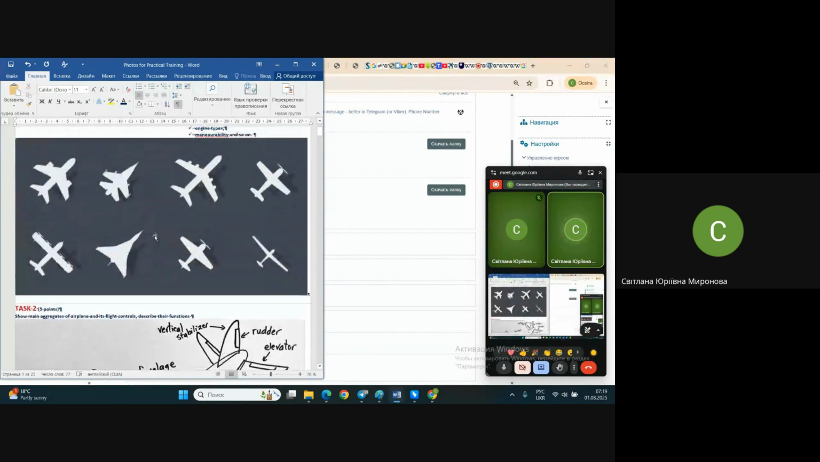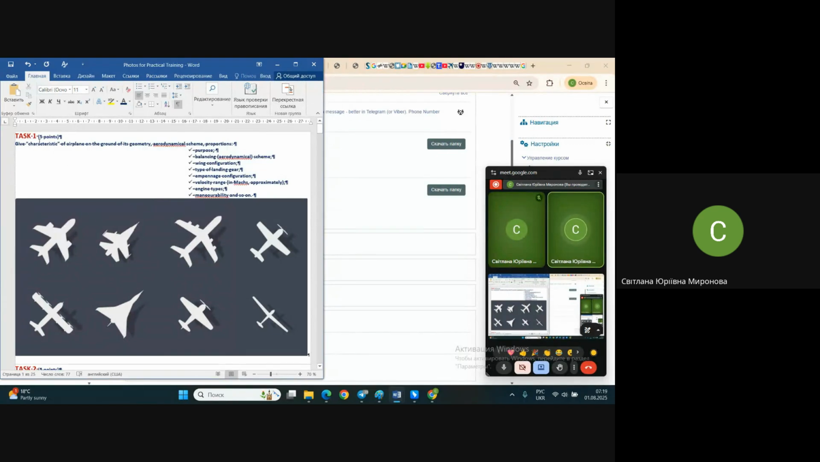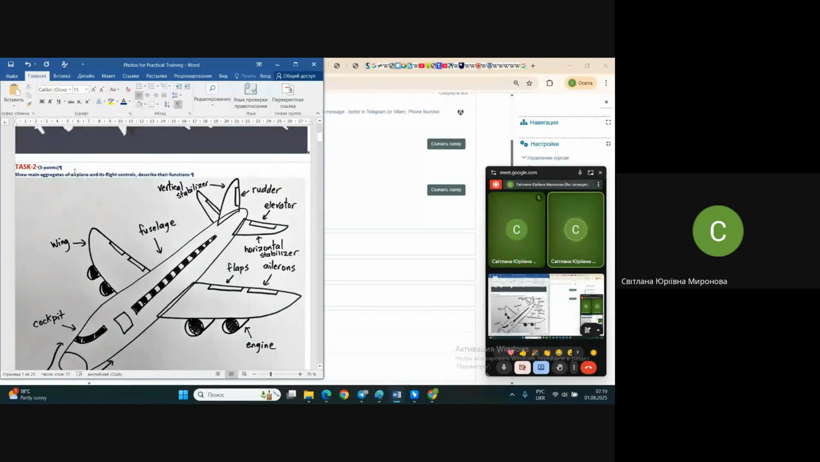What is the price for these tasks? You see, I left task number 1, 5 points, task number 2, 5 points, and it's the very first practical class I have given you. Next, you will have more. I promise not to overload you much, but the next task will be a bit more complex and more expensive, let's say, in points. This one, as for me, is very simple.